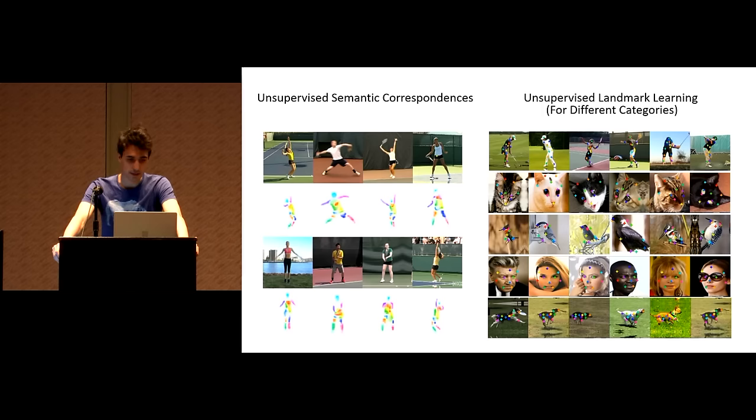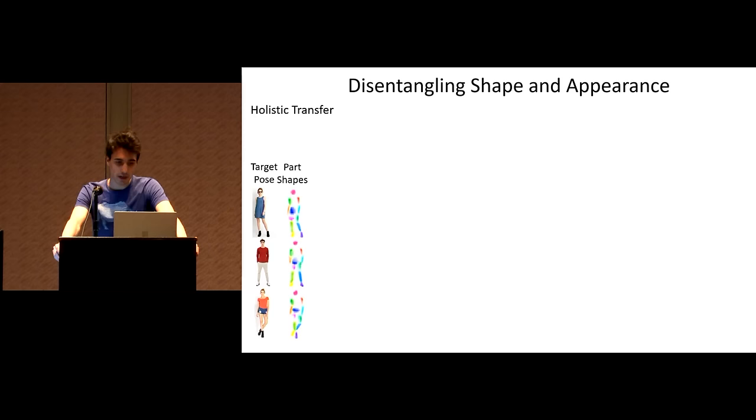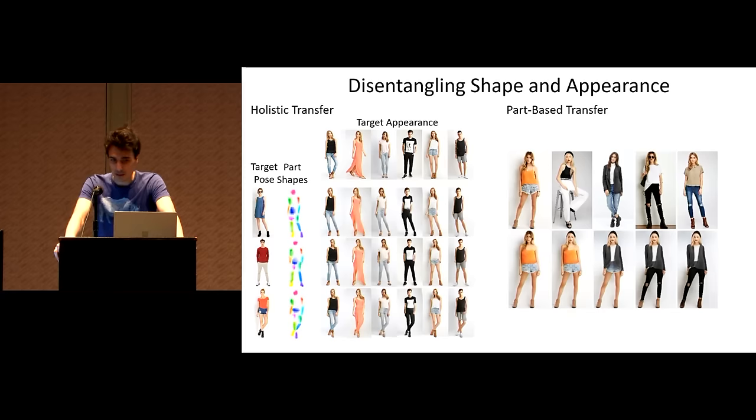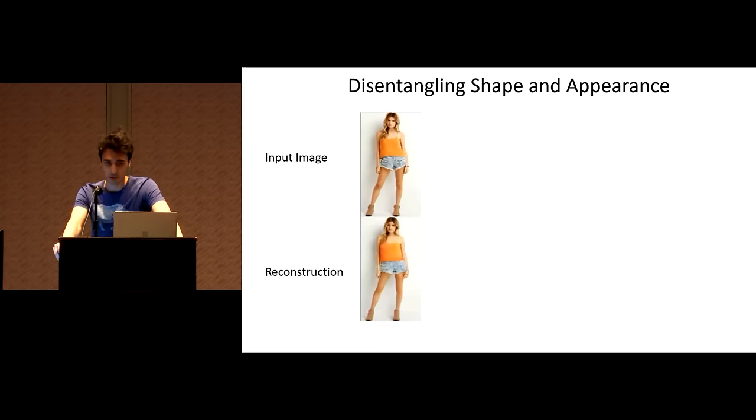For a holistic transfer, part shapes are encoded on a set of target poses, and appearance is encoded on a set of target appearances. The resulting rows show the transfer of appearance to the target poses. Remember that both shape and appearance representation here are learned without supervision. Since our representation is part-based, we can also transfer appearance on the level of individual parts.